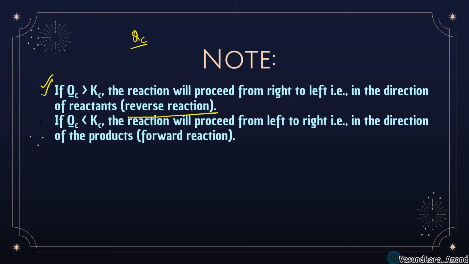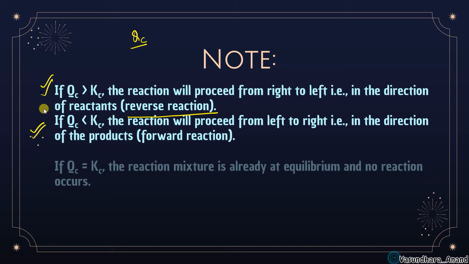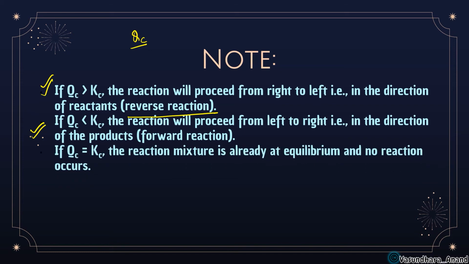If Qc is less than Kc, then the reaction will proceed in the direction of the product. That means in the forward direction. And if Qc and Kc become equal, then the reaction is at equilibrium. So no reaction will occur at that time, that means neither in the forward direction nor in the backward direction.